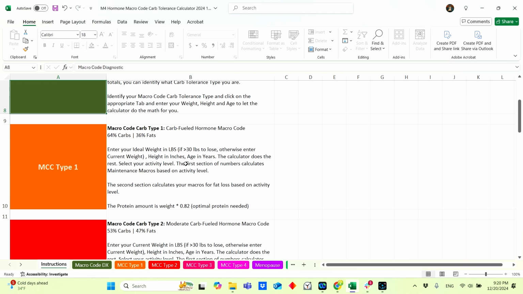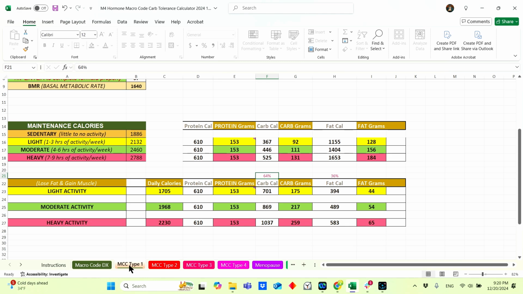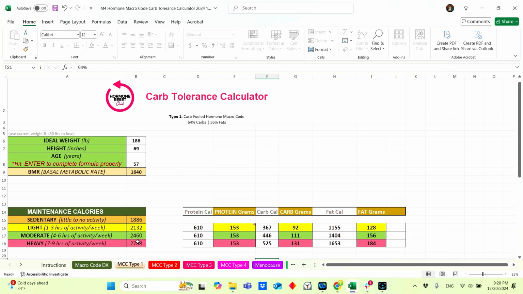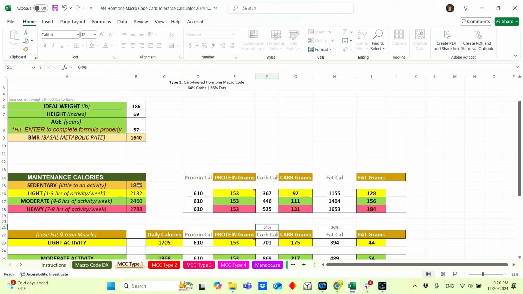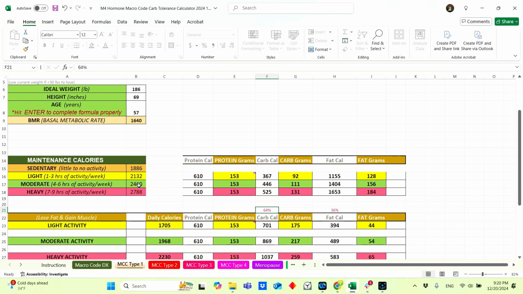You select your activity level, and the first section of numbers calculates the maintenance macros based on the activity level. The second section calculates your macros for fat loss based on activity level. The protein amount is weight times 0.82 for the optimal protein needed. And here we go to the MCC Type 1 tab. As you see, it looks just like the TDEE calculator. Matter of fact, this first section right here is exactly from the TDEE calculator.